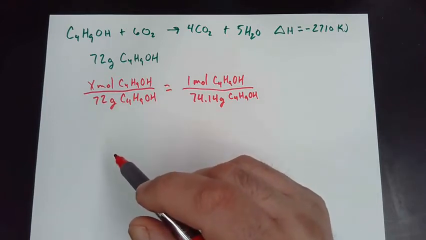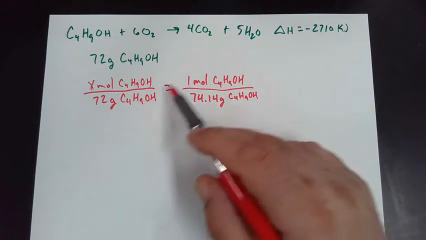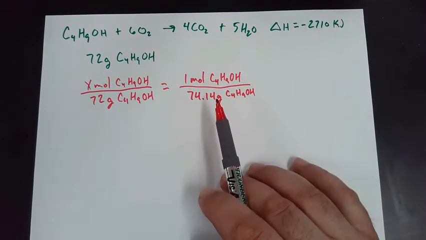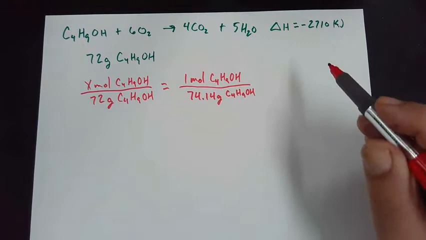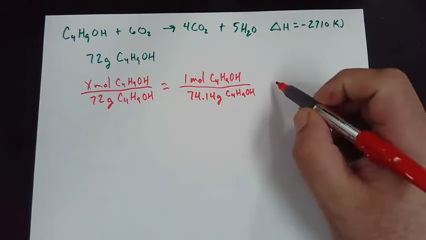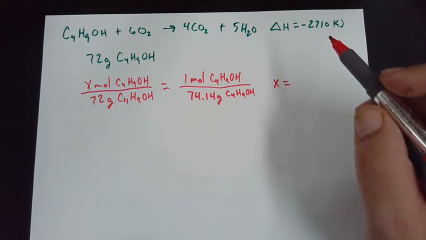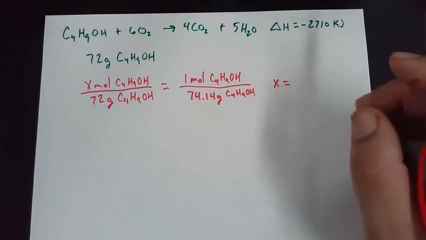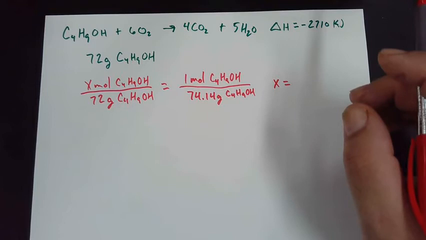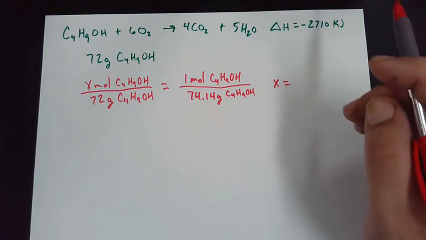So we're going to do 72 times 1, then divided by the 74. So it's 72 divided by 74. Where'd you get 74? 74.14. That's the molar mass that we found: the 4 carbons, the 10 hydrogens, and the 1 oxygen added together.